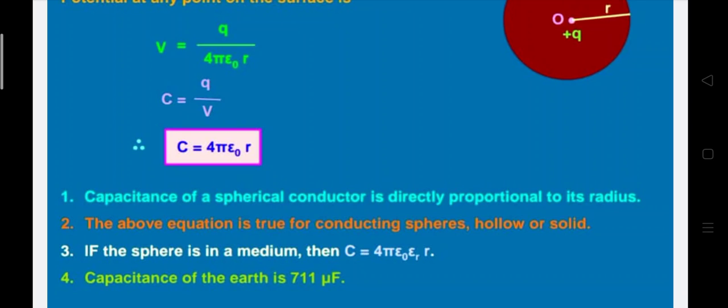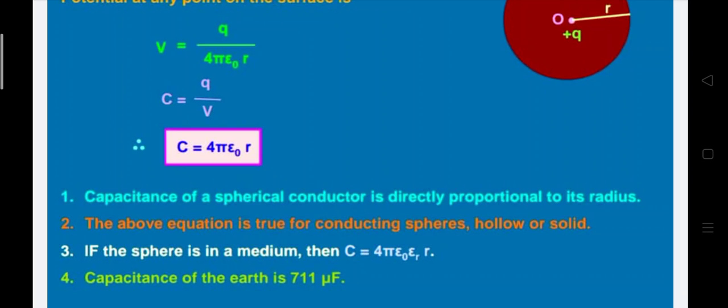If the sphere is placed in a medium other than vacuum, then the capacitance will become C equal to 4 pi epsilon naught into epsilon R, that is the permittivity of that medium, into radius.